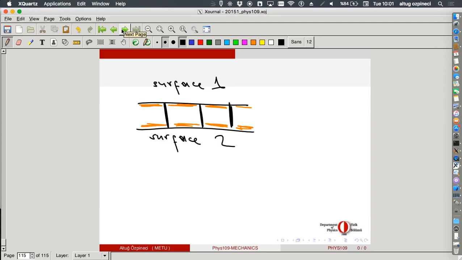These are just some models trying to explain certain aspects of the friction force. Probably there's more to it, but we don't know yet. Other questions?